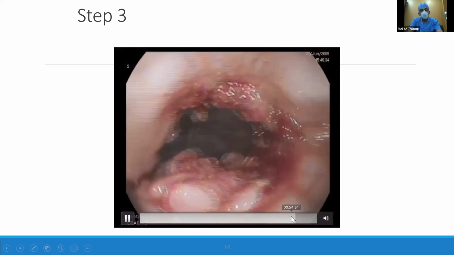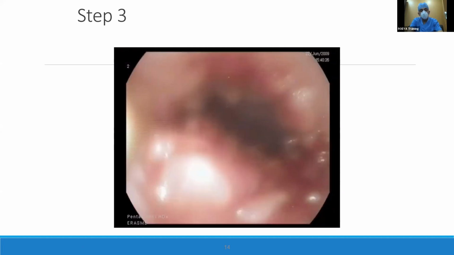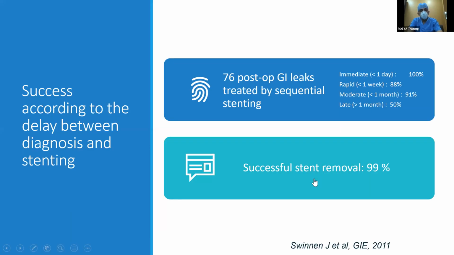You can see in this patient, we inject contrast and we show that the fistula is closed. Then is this technique, the stent in stent technique, really effective? Yes, 2 big series have been published.